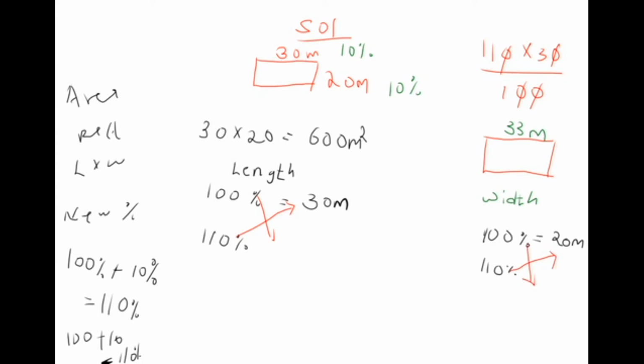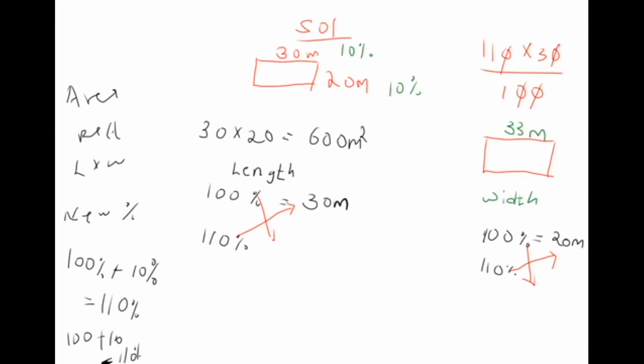We shall have 110 times 20 over 100. Then we simplify. This 0 will cancel with this 0. This 0 will cancel with this 0. 11 times 2, we get 22 meters.